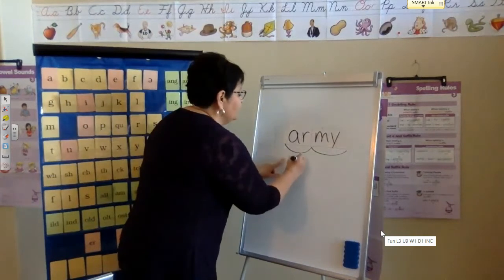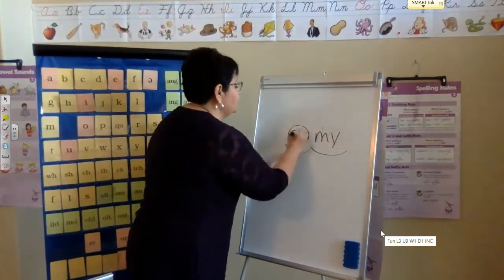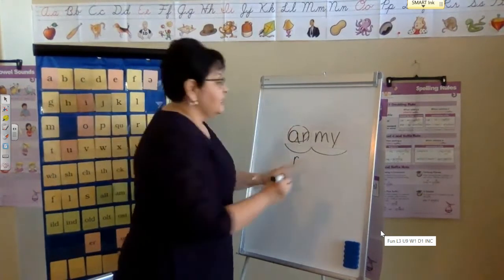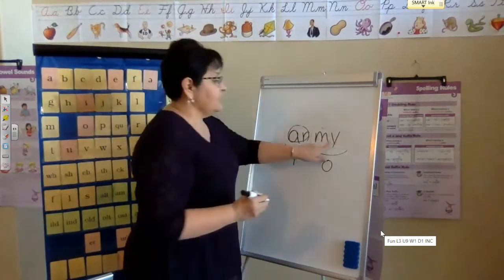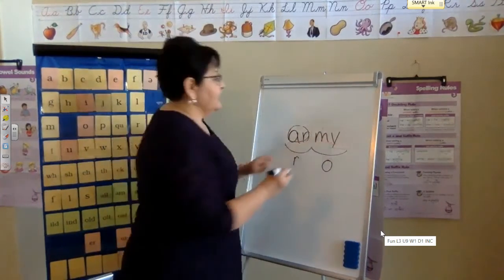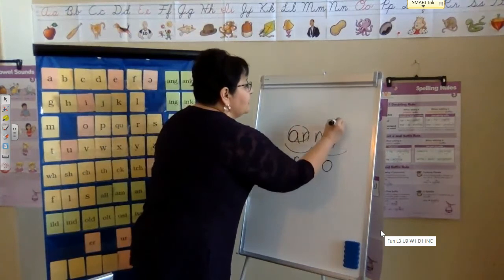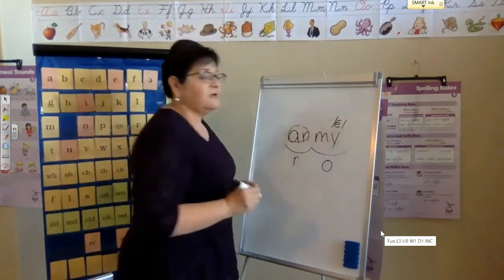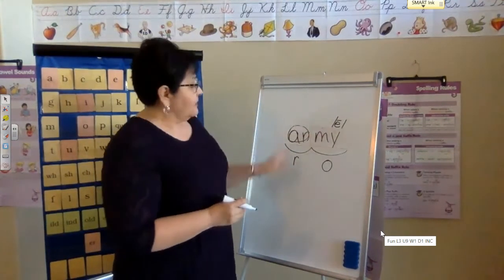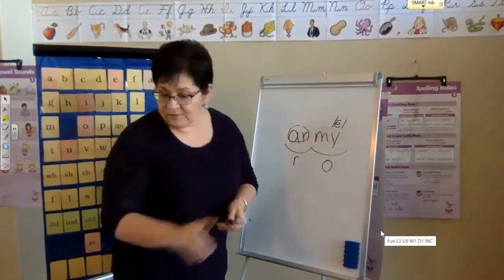What syllable type is this first syllable? It's an R-controlled, so I circle that, A-R. What syllable type is the second syllable? It's an open syllable, and what sound is the Y making here? Army. It's making that long E. So I'll put that long E mark above that Y to show that the Y is saying E. Army. Ready for another one?